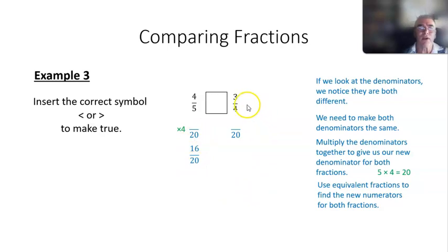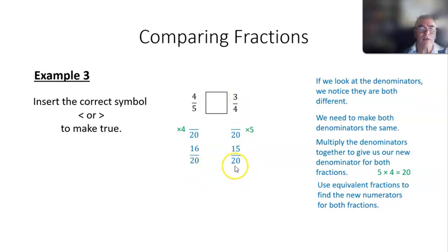So let's have a look at the 3/4. Again, denominators, how did I change that 4 to a 20? I multiplied it by 5, 4 5s are 20. So I have to do the same with the numerator, 3 times 5, and that's 15. So 3/4 is the same as 15/20.